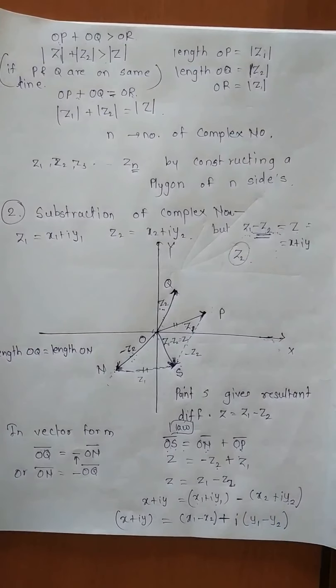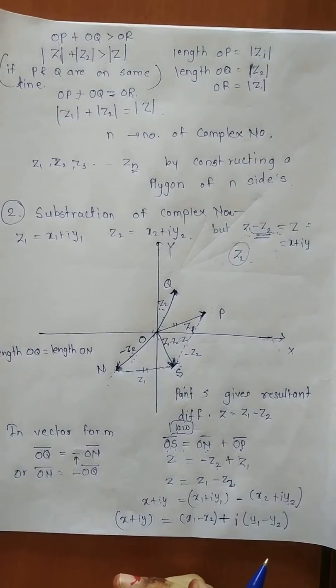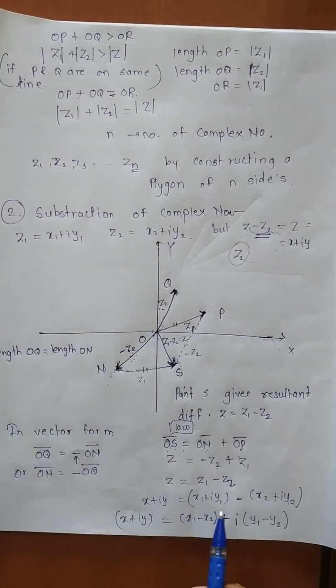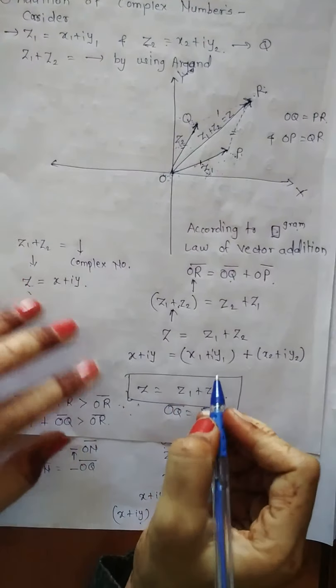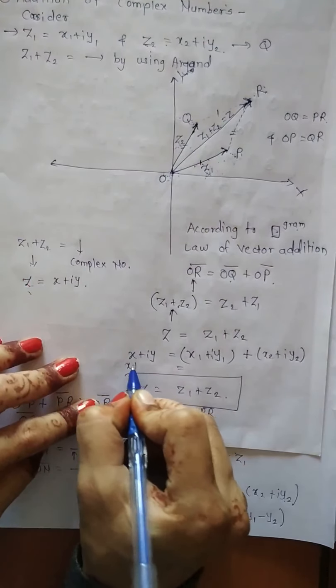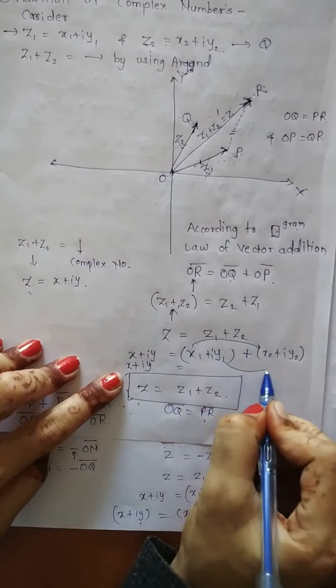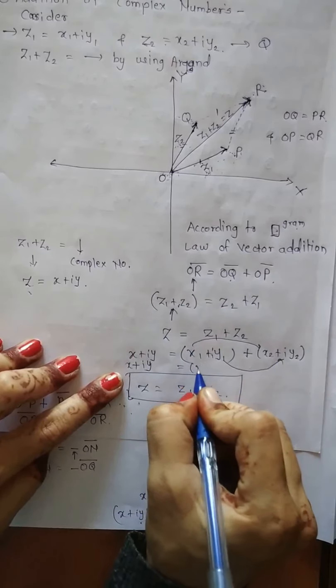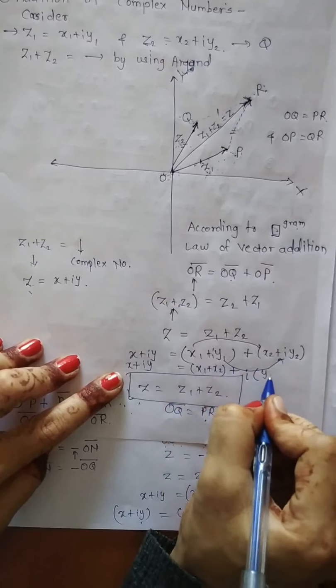For the vector addition also we have to do the same mathematical operation. Means for vector addition we are also using the same operation. Means we will substitute the values of z1, z2 and z. Here we have substituted. We have not simplified this addition. So how can we simplify this addition? LHS will be the same. Now add real part with real part and imaginary part with imaginary part. So this will be x1 plus x2 plus i is common and again y1 plus y2.